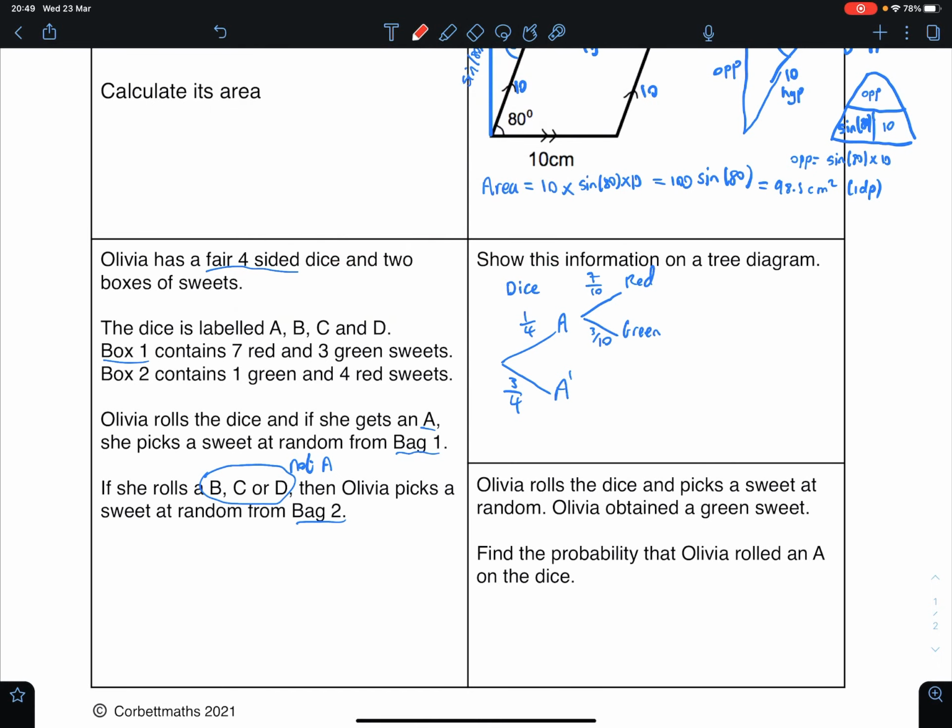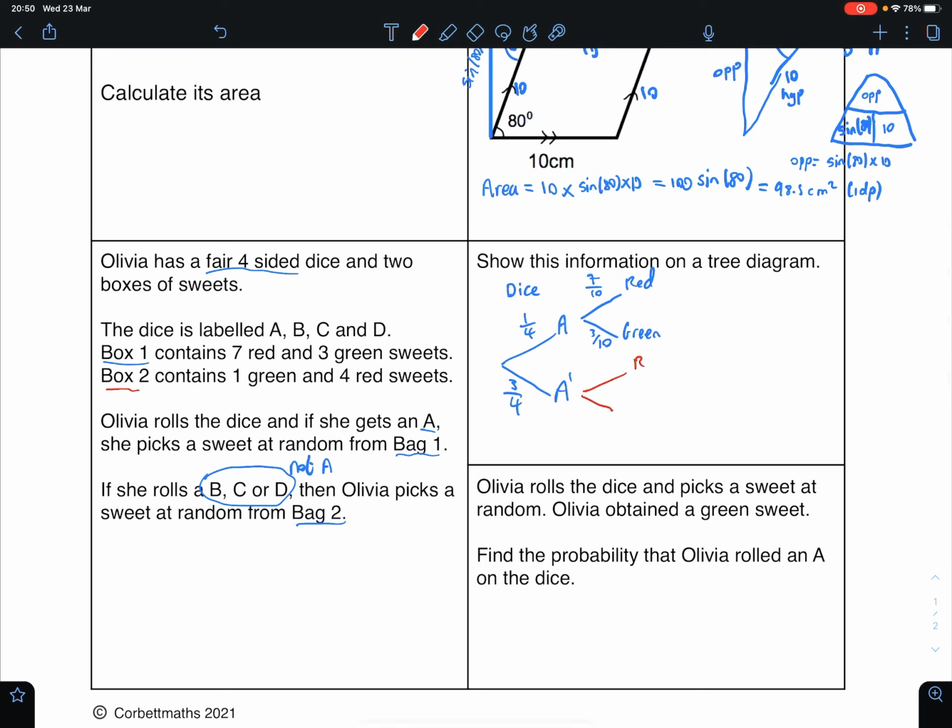Now, next we have, like this. And if she doesn't get an A, or BCD, then she picks a sweet at random from bag 2. Bag 2 or box 2 has 1 green and 4 red. So I'm just going to put red and green. And because there are 4 reds, that's 4 out of 1 green makes 5 in total. So 4 out of 5. And for green, it's going to be 1 out of 5. And that is the information represented on a tree, so boxes.